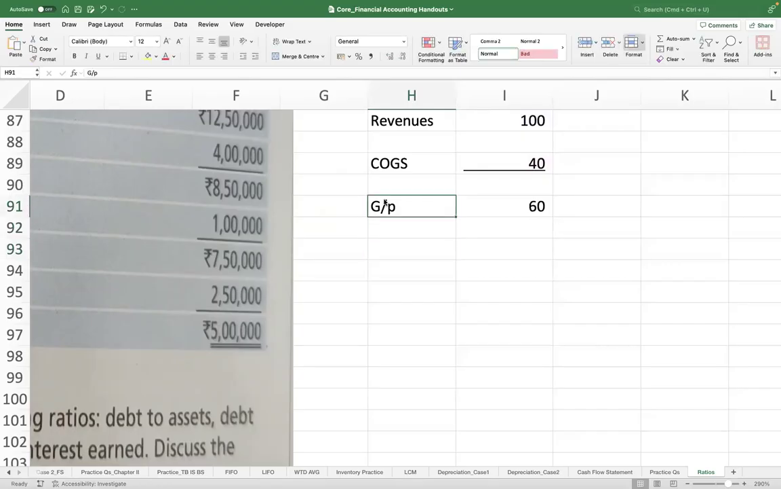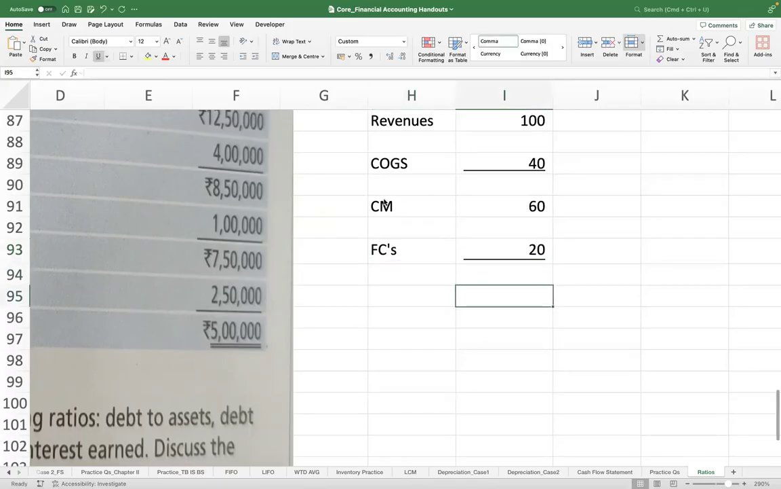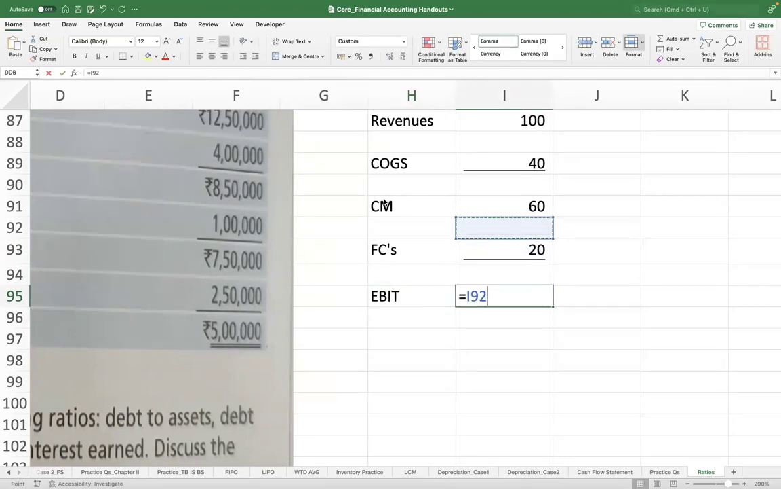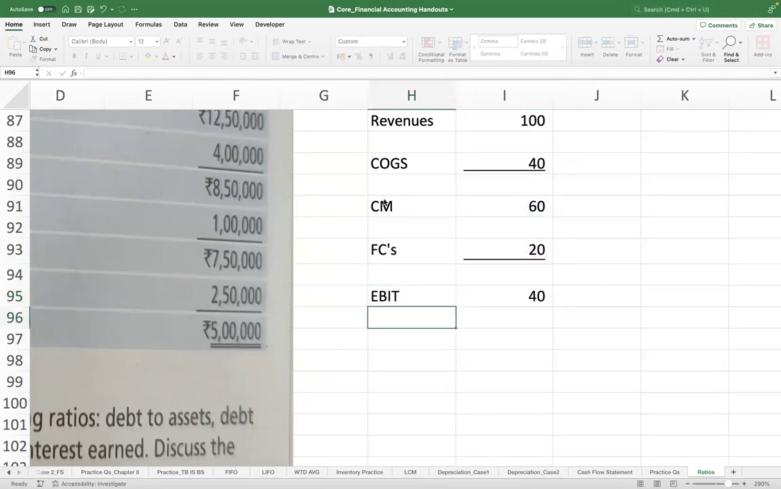Now I can call this, for better reasons, also called contribution margin. If you take the cost of goods sold as variable cost, this is also called contribution margin. अब contribution margin में से अगर मैं अपने fixed cost को minus करता हूँ, which is generally operating expenses. So let's say my fixed cost is 20. So that means my EBIT is 60 minus 20, which is 40.